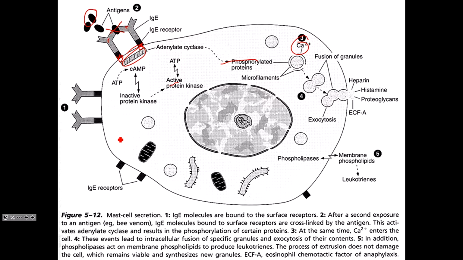which can cause, in some cases, the fusion of granules together to make larger granules, and then eventually fusion of those granules with the plasma membrane, releasing the contents of those granules, which include heparin, which is an anticoagulant, right? Histamine, which is a vasodilator, and some proteoglycans, which are a form of amorphous connective tissue. And then there's also an eosinophil chemotactic factor, which will stimulate the recruitment of eosinophils from the blood to that site of inflammation.